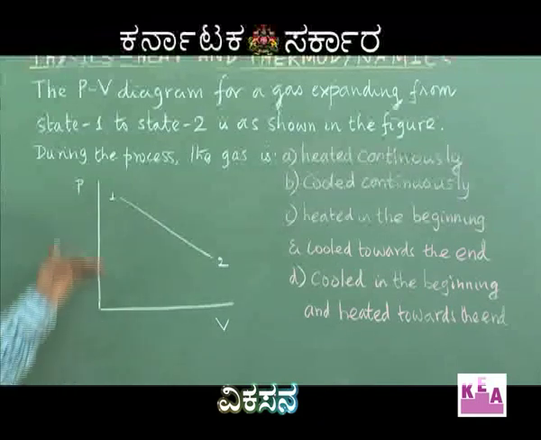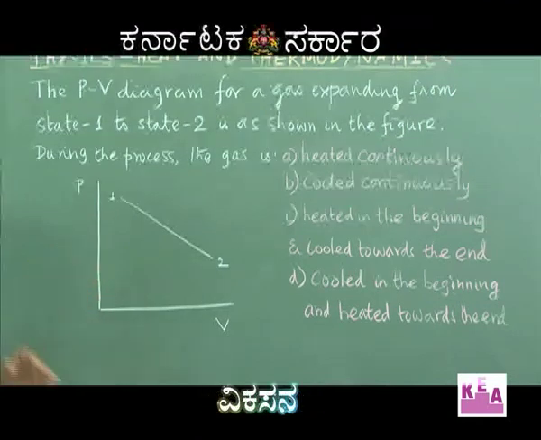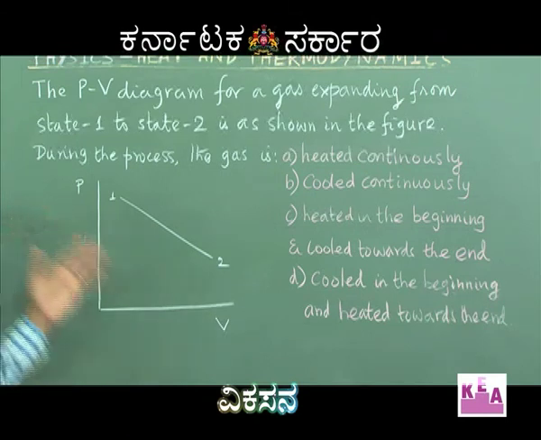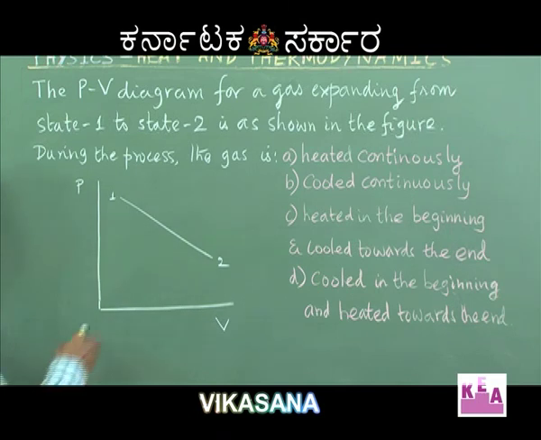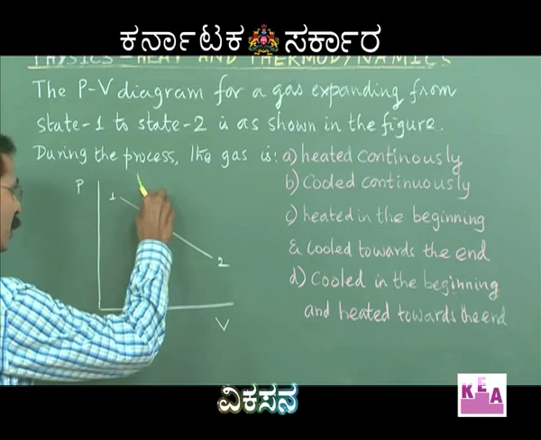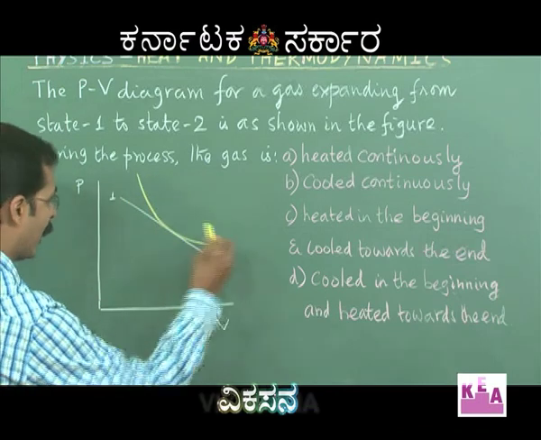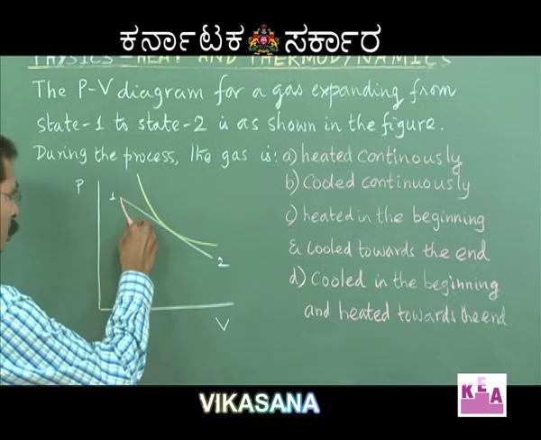As you can see here, the pressure is decreasing and the volume is increasing, that is correct, the gas is expanding. Now, to find out whether it is heated or cooled, we cannot see from the PV diagram because heating and cooling is not shown here. Now, let me draw two isotherms for the given gas. This is one isotherm for the given gas, that is another isotherm for the same gas.